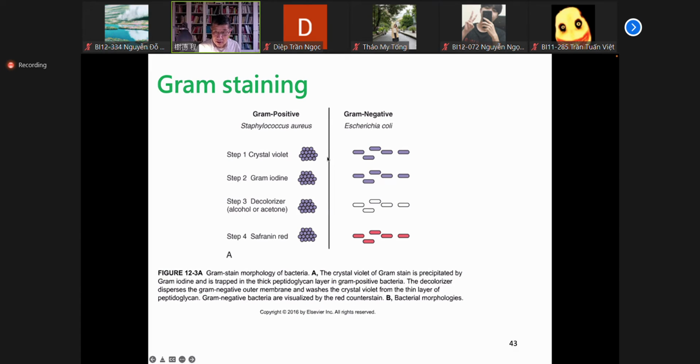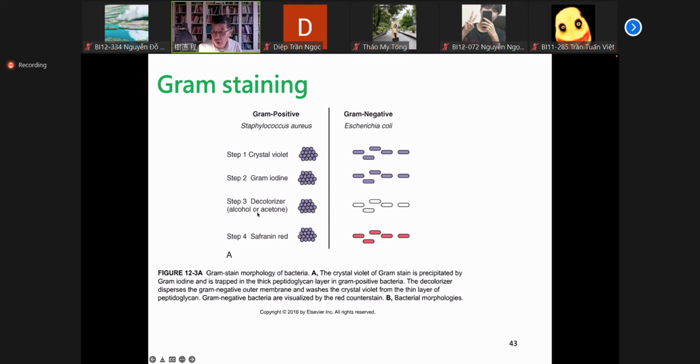After drying in the air, apply the Gram iodine. Gram iodine is an iodine solution, I2 and KI solution. It's called a mordant, something used to fix dyes. After 1 minute, and after cleaning for another 1 minute, clean with tap water. And then the third step is decolorization.